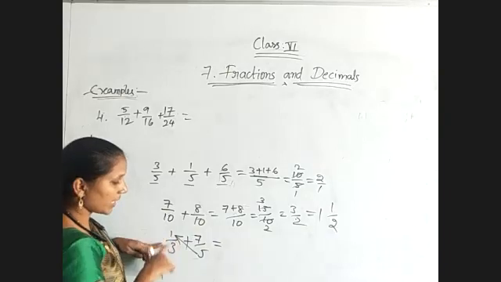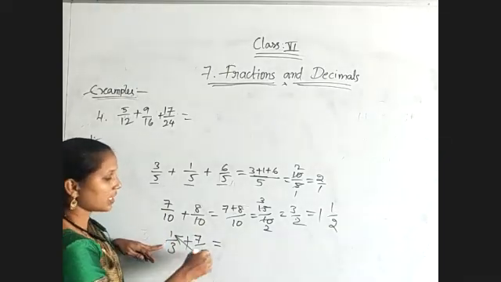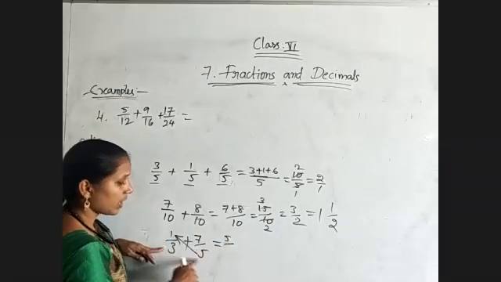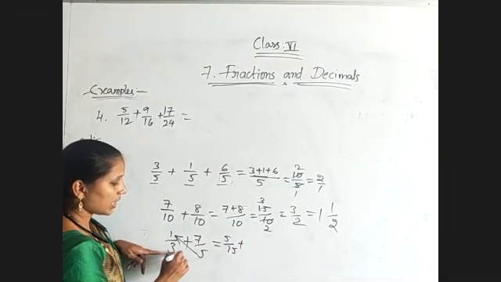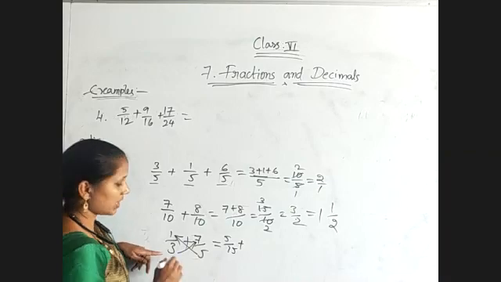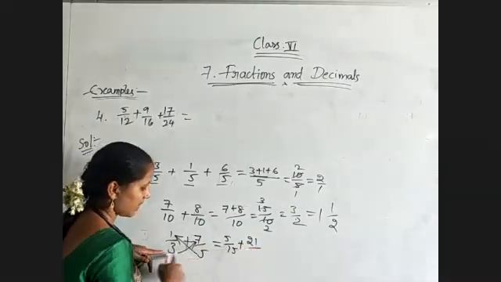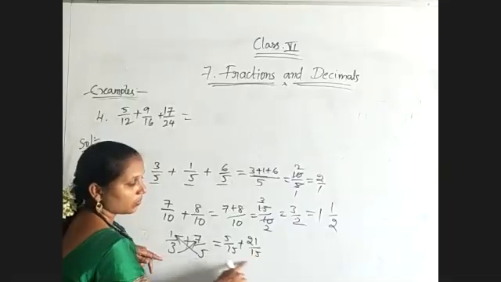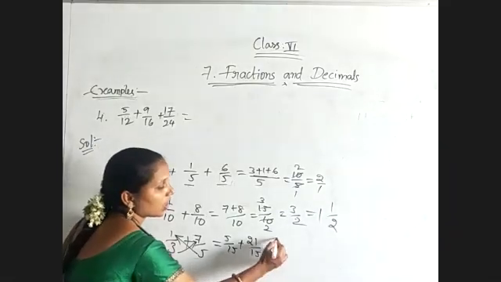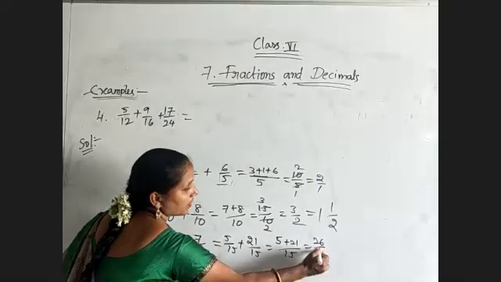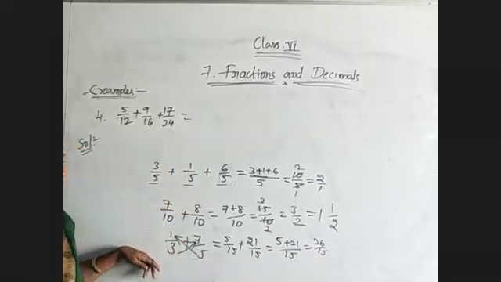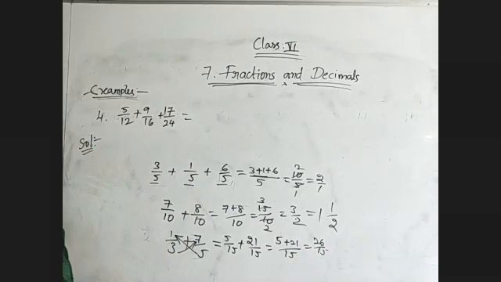So observe: 1 by 3 into 5 by 5, that is 5 ones are 5 divided by 3 fives are 15, plus this 3 you need to multiply for the second fraction, that is 3 sevens are 21 divided by 3 fives are 15. Now both have the same denominator, so that is 5 plus 21 by 15, which is nothing but 26 by 15.